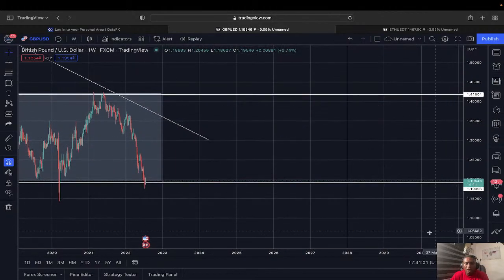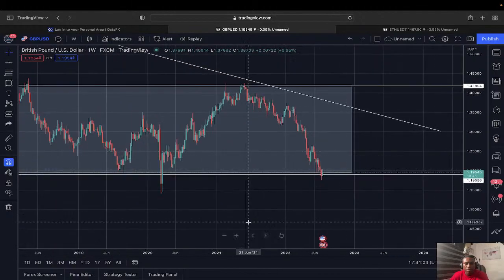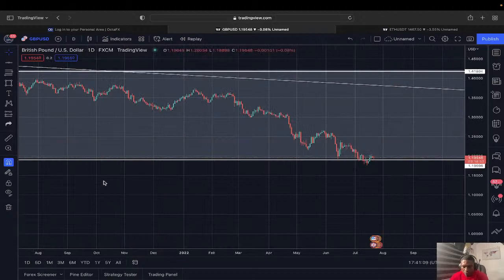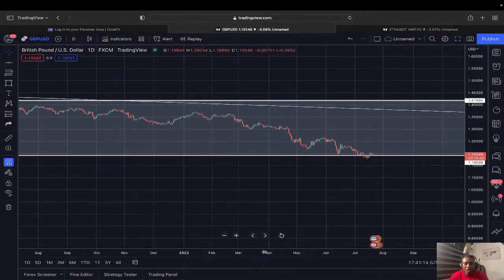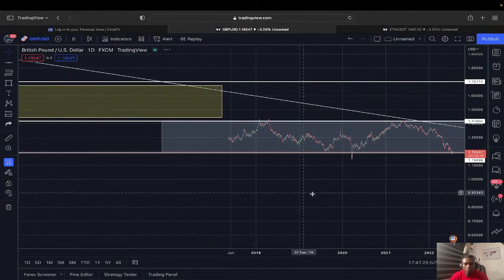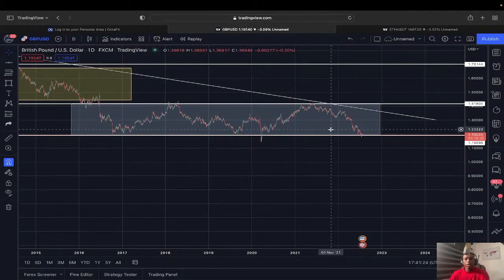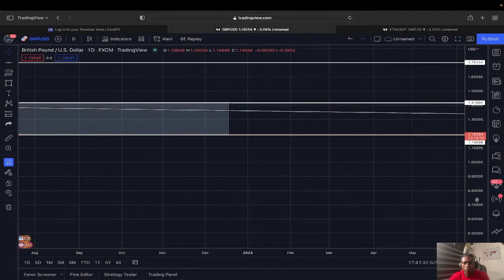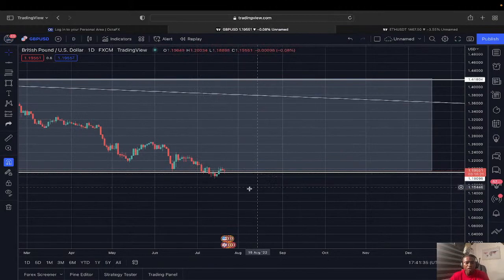So we have to take a look at the lower time frame, the daily time frame. When we look at the daily time frame, you can see now what the daily time frame is telling us. So there are a few things we'll need to see here.